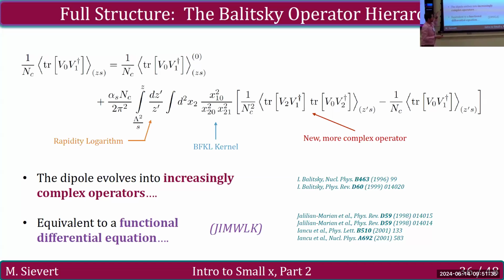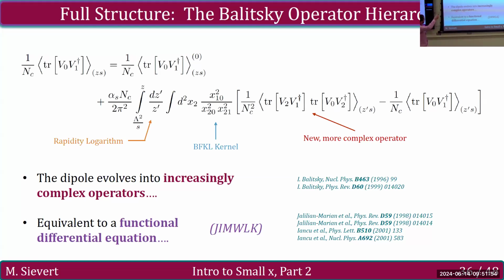So this is the small x evolution equation. Depending on what approximations I make to this, I could call this the BFKL equation, the BK equation, the Balitsky hierarchy, which is equivalent to the JIMWLK equation. There are many ways that we have to approach trying to solve this. But this is sort of the starting point for everything.